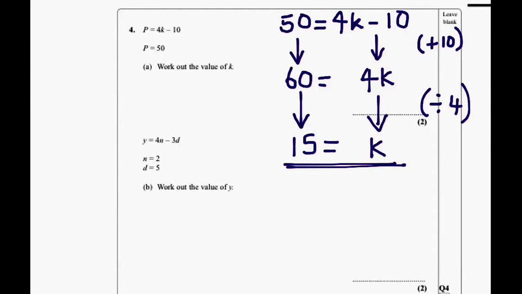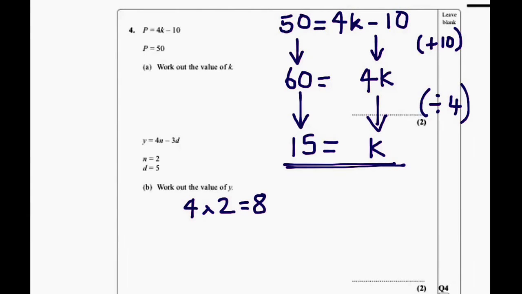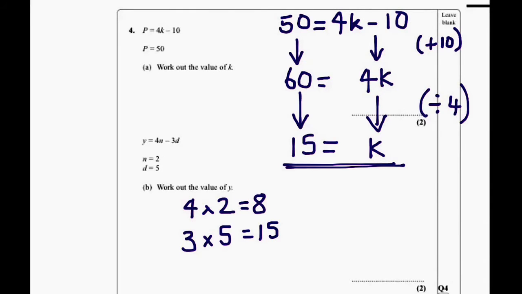In the second part, y is equal to 4n minus 3d, when n is equal to 2 and d is equal to 5. So lots of people worked out that 4 times n was 4 times 2, that equals 8. And lots of people worked out that 3 times d was 3 times 5, which equals 15. And if you had just written those simple calculations down, you would have got a mark, even if you'd not worked out the final answer.